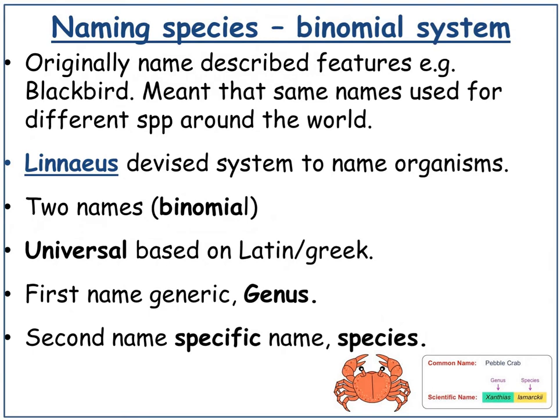So the way in which we name species is called the binomial system. Originally, names just described features, like the blackbird was just a black bird. But it did mean that some names were used for different species around the world, so it wasn't a worldwide naming system. So Linnaeus devised a system to name organisms, which has two names, the binomial system, and it is universal, and it's based on Latin or Greek. The first name is the generic genus name, and the second name is the specific name, the species.